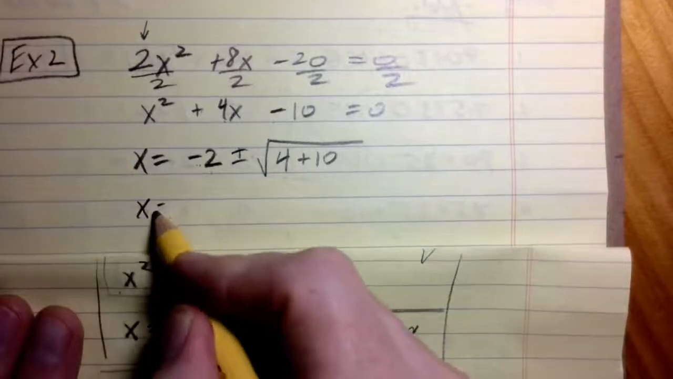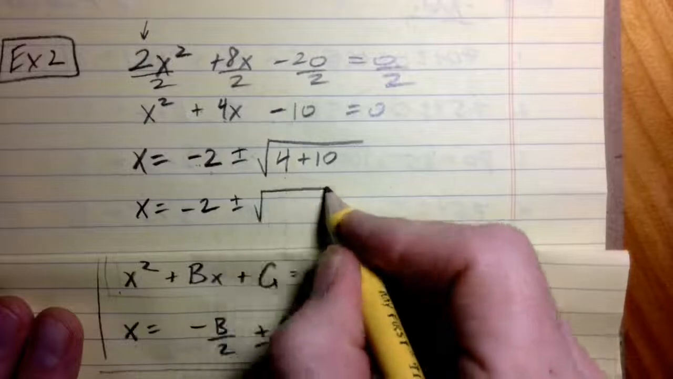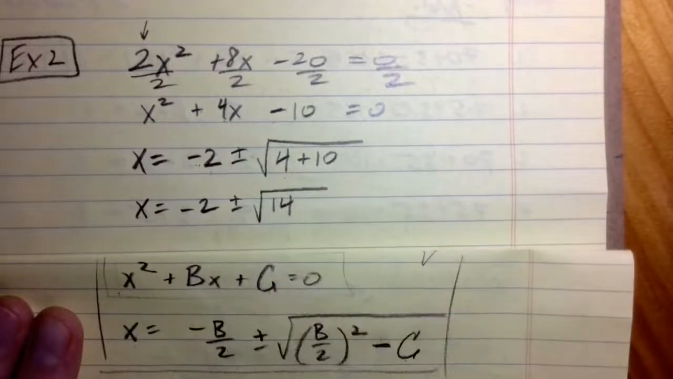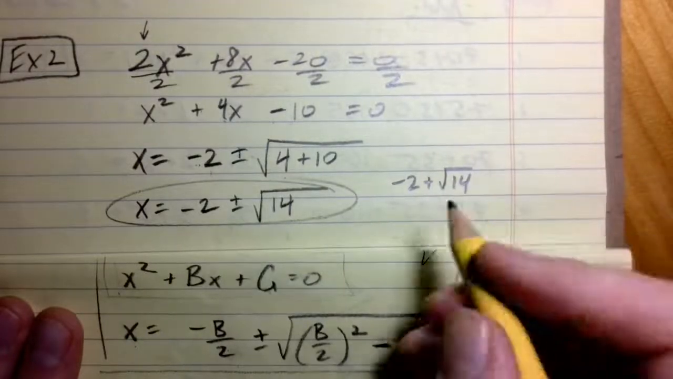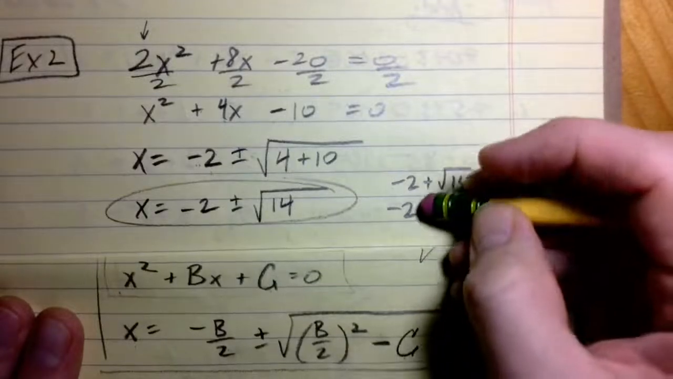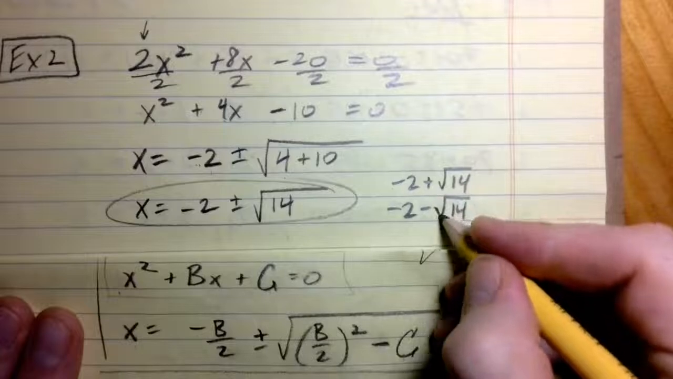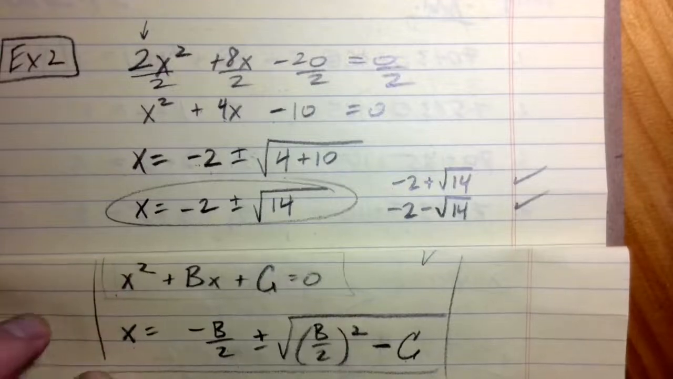So this says negative 2 plus or minus the square root of 14. And 14 does not have a perfect square root, so this problem is done. You have 2 roots: negative 2 plus the square root of 14, negative 2 minus the square root of 14. Root 1, root 2. A little bit cleaner than the quadratic formula when you have irrational roots.